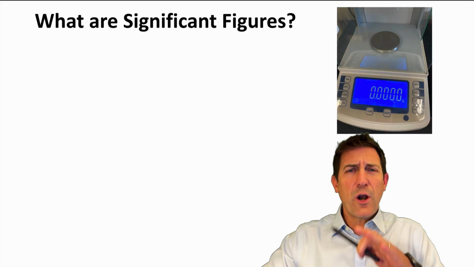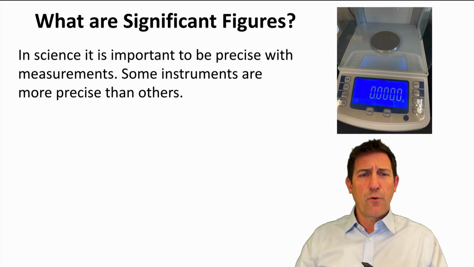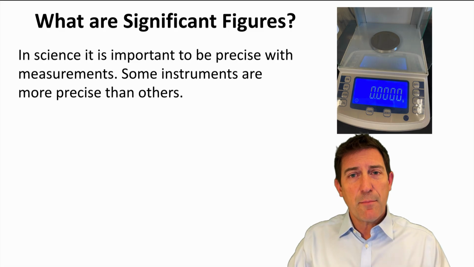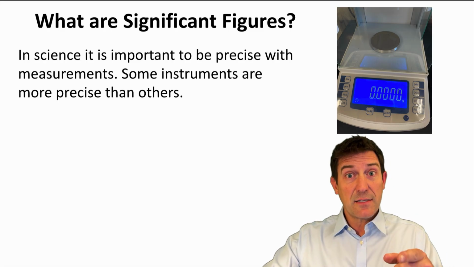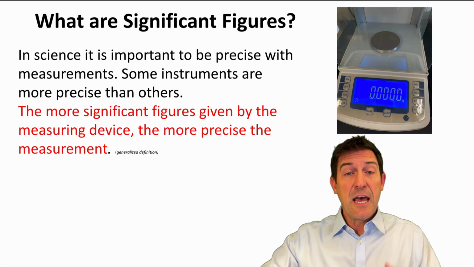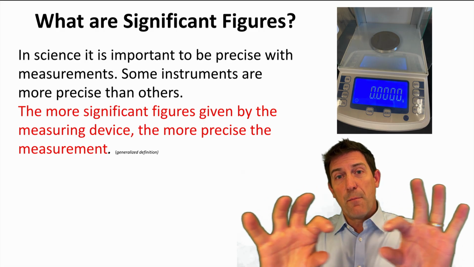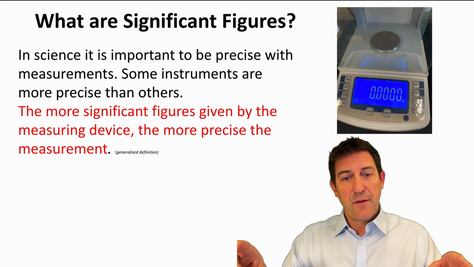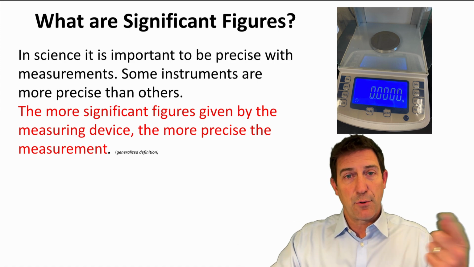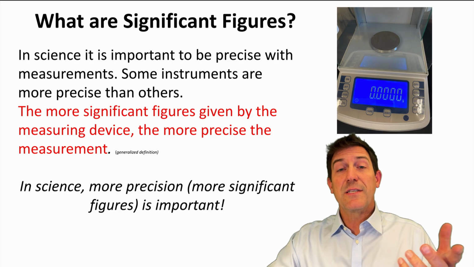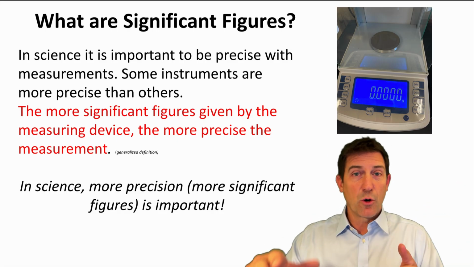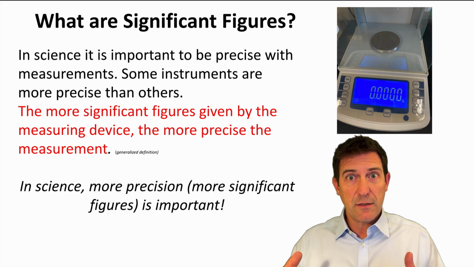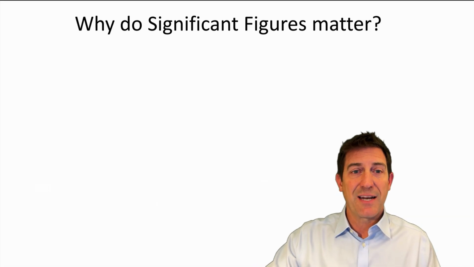But first of all, what are significant figures and what are they useful for? In science, it's really important to be precise with our measurements. The numbers that we get from our measurements tell us how precise the measurement is. The more significant figures, in other words, the more numbers that we get from our measurements, as long as they're accurate numbers, that tells us that the measuring device and the person measuring was more precise. So in science, more precision means more significant figures, and in my class I say more significant figures is generally more better. Good thing I'm not an English teacher.